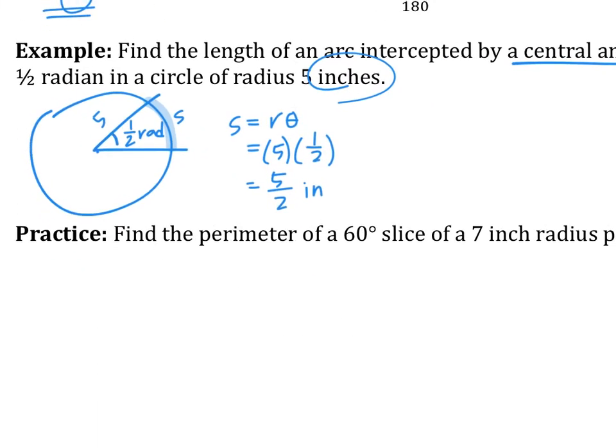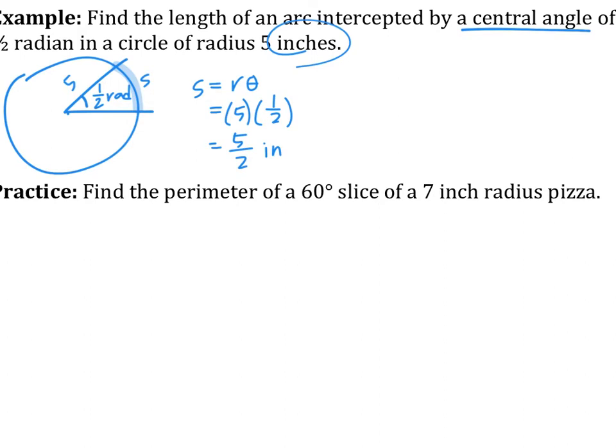Okay, let's practice. Find the perimeter of a 60-degree slice of a 7-inch radius pizza. Please be careful with a lot of things about this problem. First, perimeter. They're asking for perimeter, not the arc length. Not how long the crust is, but the whole perimeter of this slice of pizza. Please write your answer in inches and let me know when you have the answer.